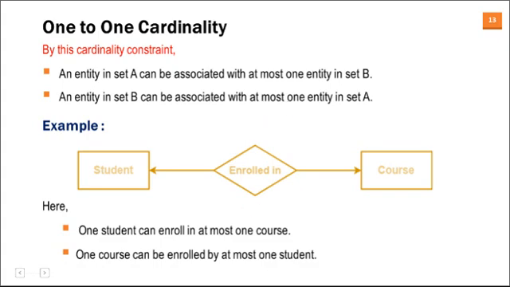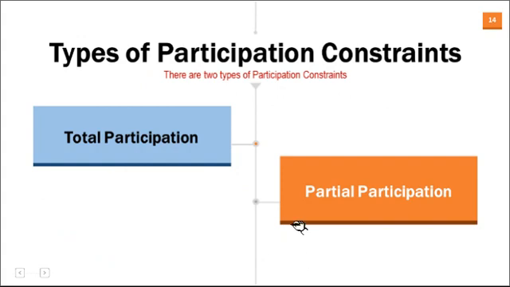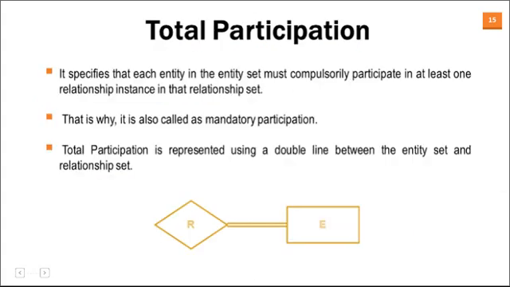Now we are discussing participation. Here I'm explaining two types of participation: total participation, and next one is partial participation. Total participation, what does it specify? It specifies that each entity in the entity set must compulsorily participate in at least one relationship instance in that relationship set. That is why it is called mandatory participation.